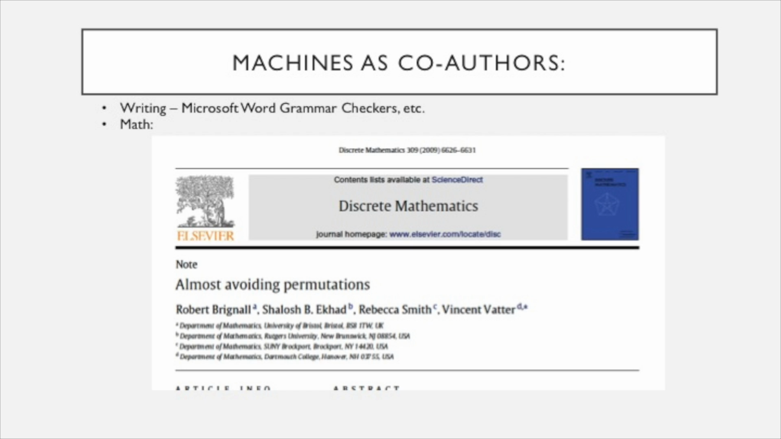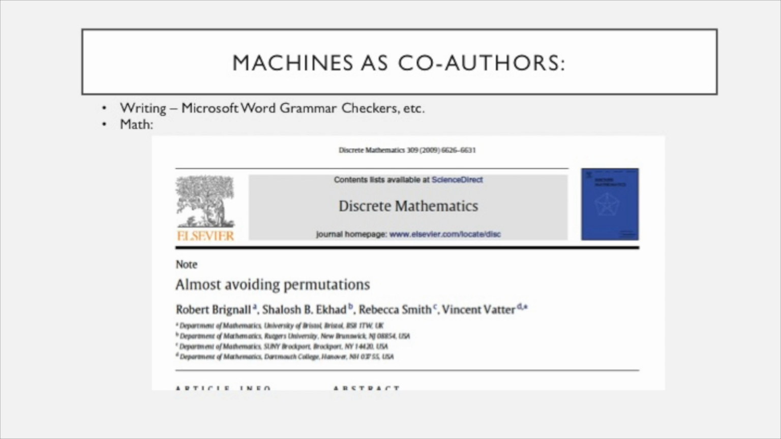Interesting comparison. I don't quite know how to do it, but how has Microsoft actually changed in aggregate the writing style of society? It's a pretty interesting question. But nevertheless, machines have been co-authors for quite some time. In math, machines are actually explicitly co-authors.